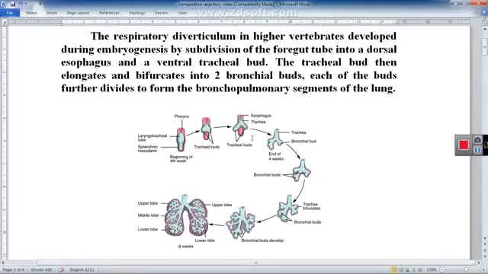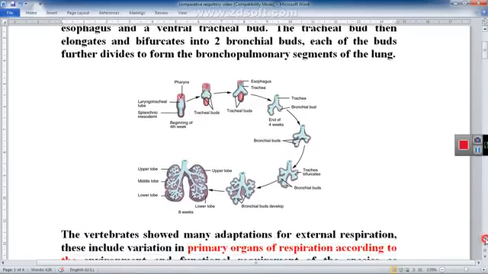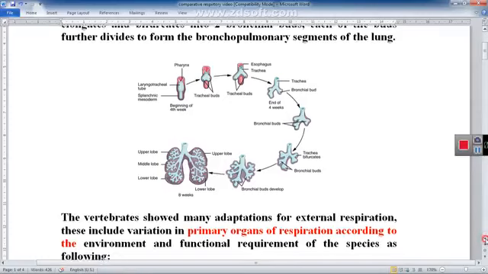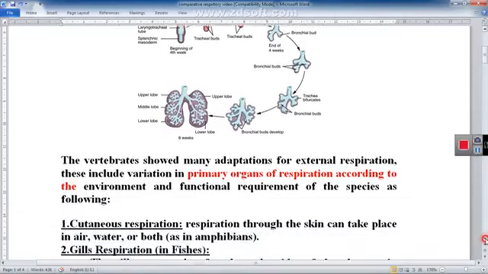Then the tracheal bud elongates, and after elongation it divides into bilateral bronchial buds. Each bronchial bud will then divide more and more to form the bronchopulmonary segments of the lung. This is the situation seen during embryonic development in higher vertebrates.